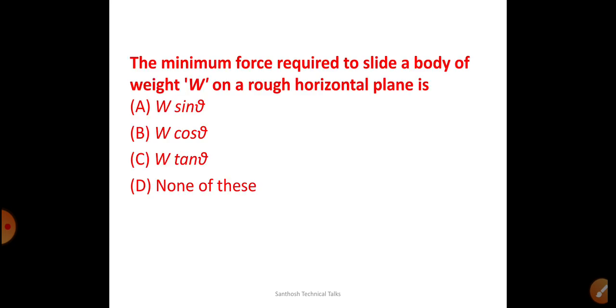The next question is the minimum force required to slide a body of weight W on the rough horizontal plane. It is W tan theta. W tan theta is the minimum force required to slide a body of weight W on the rough horizontal plane.